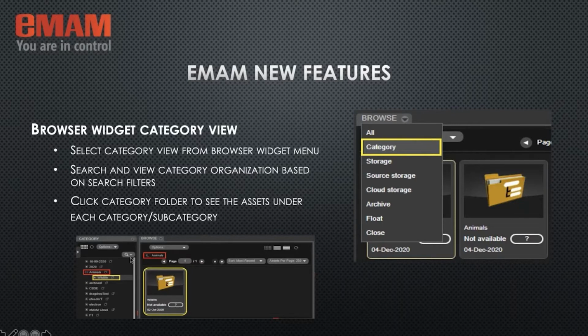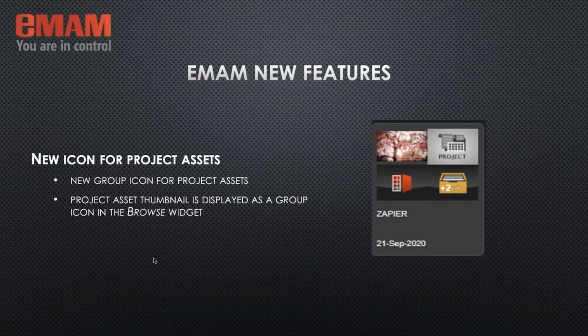Then you'll have a button to go up one level each time, or multiple levels, or just go right back up to the top level of your category. This doesn't necessarily put the assets in multiple folders within the Emam system. It's actually the assignment of those assets within that category. So it's a great little new view within the Emam system.